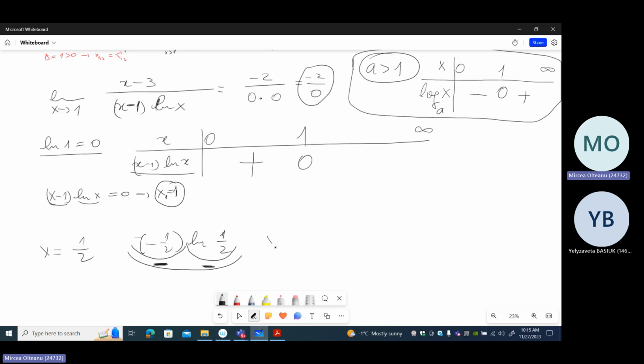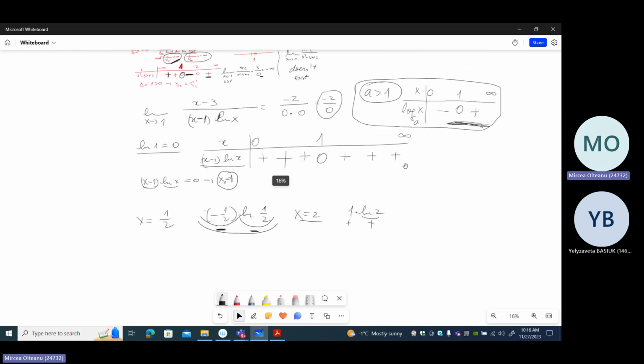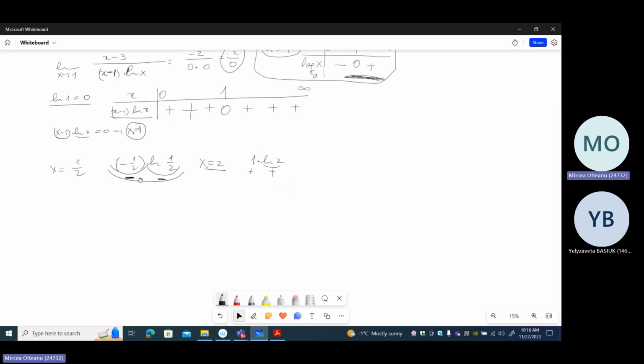For example, if you take x equals 2 and replace it here, you get 2 minus 1, that is 1, times logarithm of 2. According again to the table of sign, the logarithm of 2 is positive. So here we have plus times plus, it is still plus. Okay, so this is the sign for the denominator. And now we shall compute the limit from the left and the limit from the right.